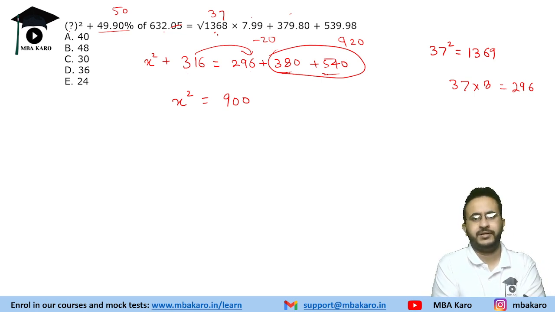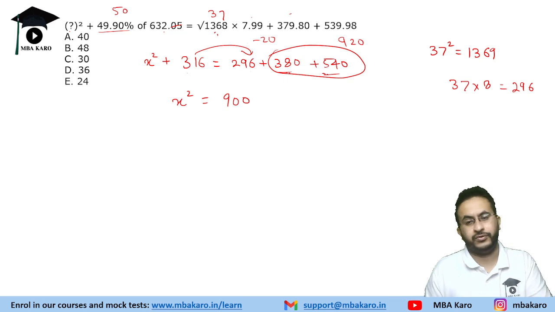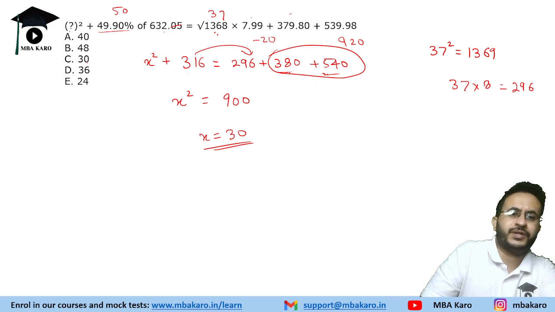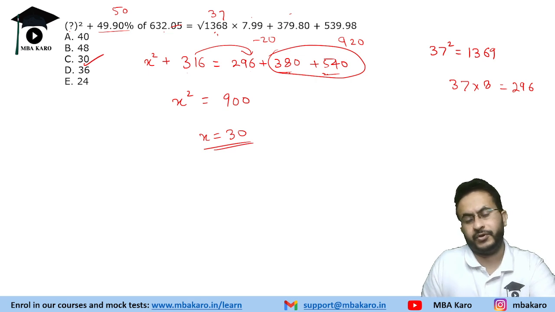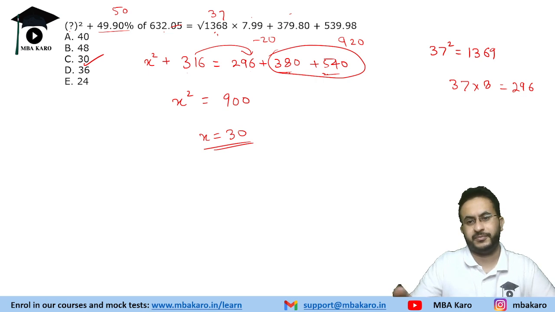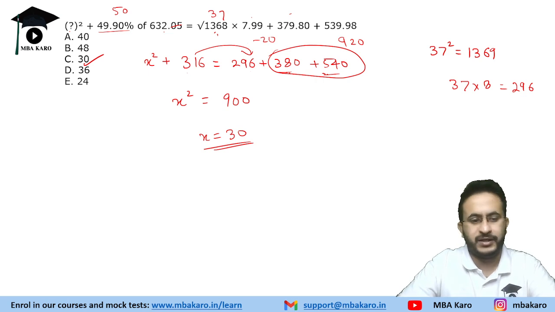You will need to improve this a little in order to solve these questions fast. So x square is equal to 900 and x equal to 30. So the answer is 30. Because the faster your calculations are, the better you can solve quant. Because concepts many people know, calculation techniques only some people know.